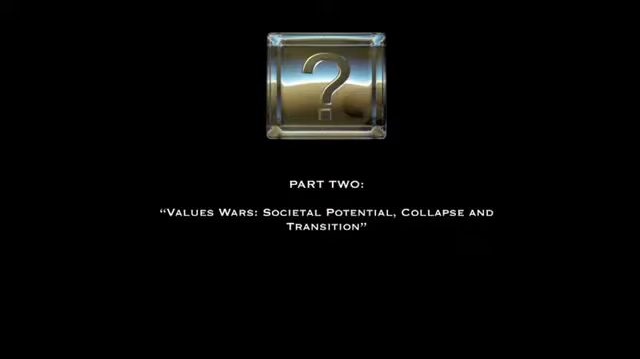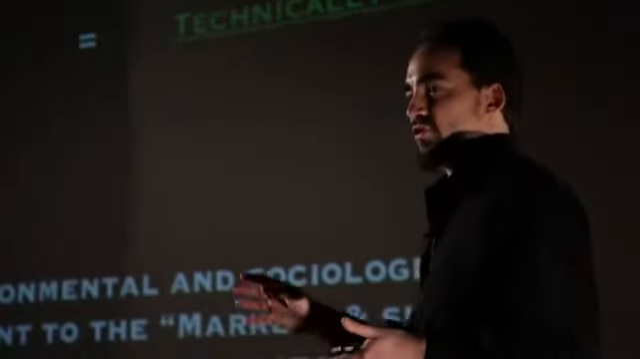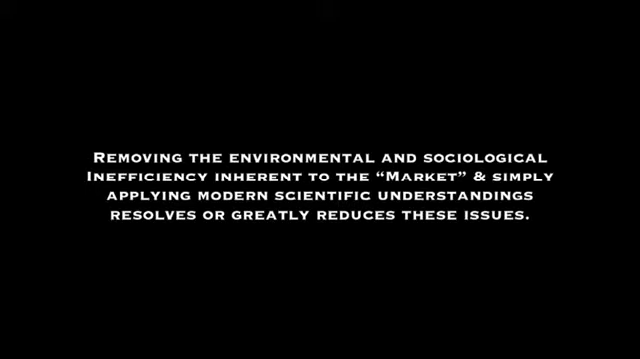Part 2, change, value wars, societal potential collapse and transition. Over here are a series of social problems that you would see in the newspapers, very obvious: abject poverty, unemployment, destabilization, debt collapse, pollution, waste, all of which are completely technically obsolete. None of them have to exist at all. At a minimum, they could be reduced to a very core degree, those that are a little bit more subjective. Removing the environmental and sociological inefficiency inherent to the market and simply applying modern scientific understandings resolves or greatly reduces all of these issues. That is our potential.